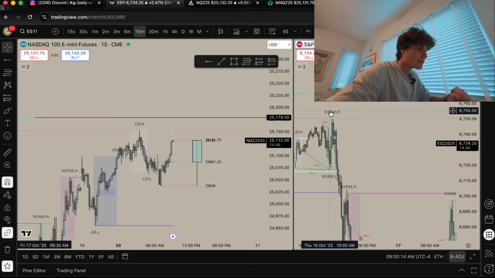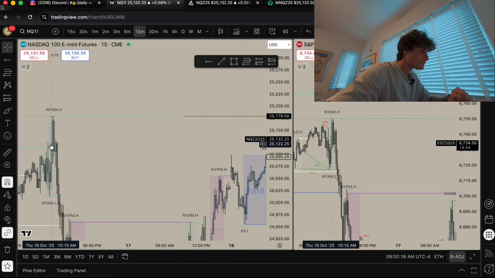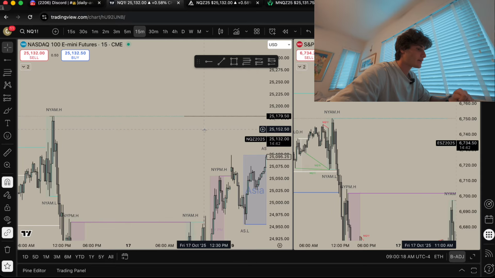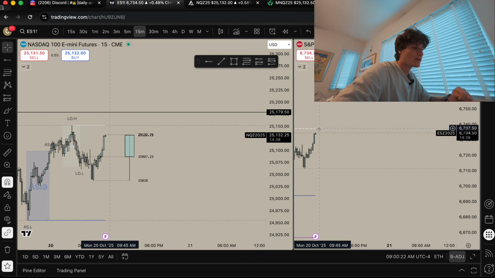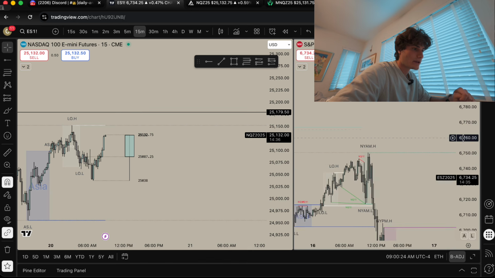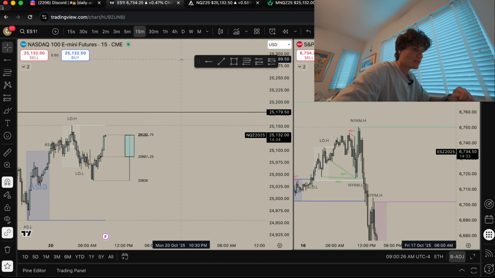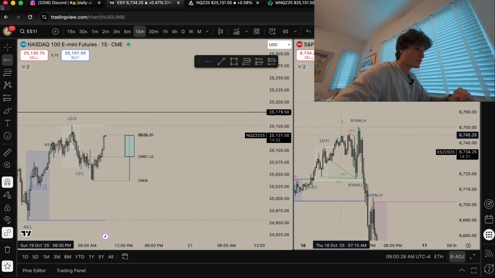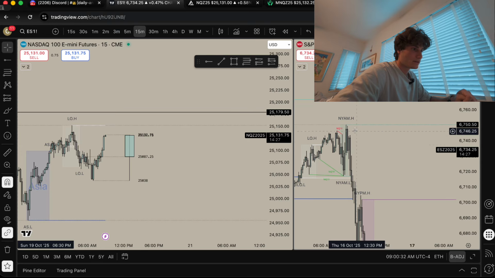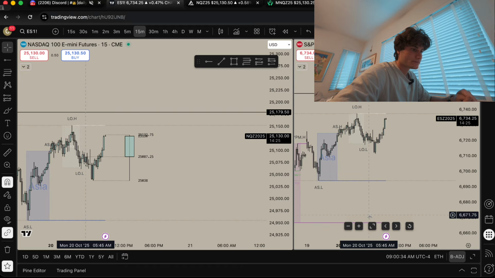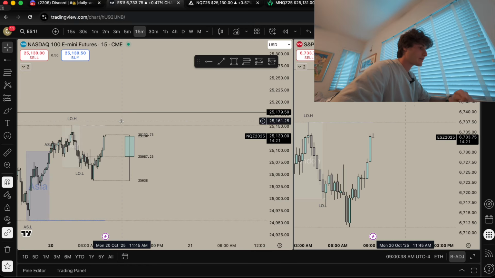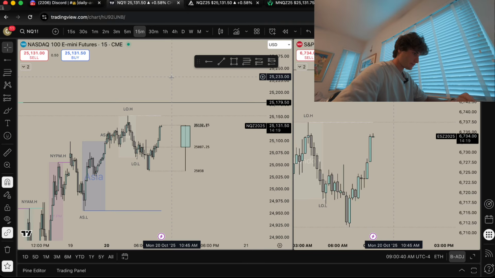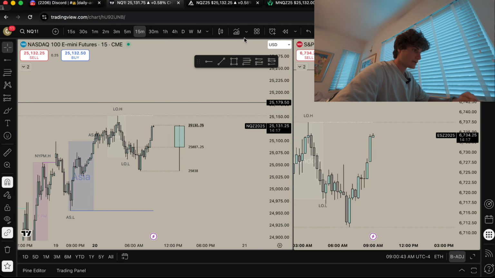Okay, so it looks like right here we see this New York aim high. It looks like if we sweep this high on the NASDAQ, we're not going to sweep it on ES because it's way higher. It's all the way up here. Let me mark it out so you guys can see. It's all the way up here on ES. So we'll see how that works. But I think a nice short up here would be nice.